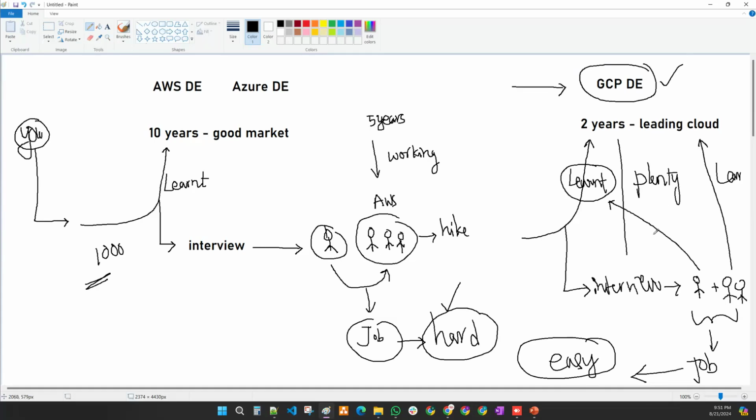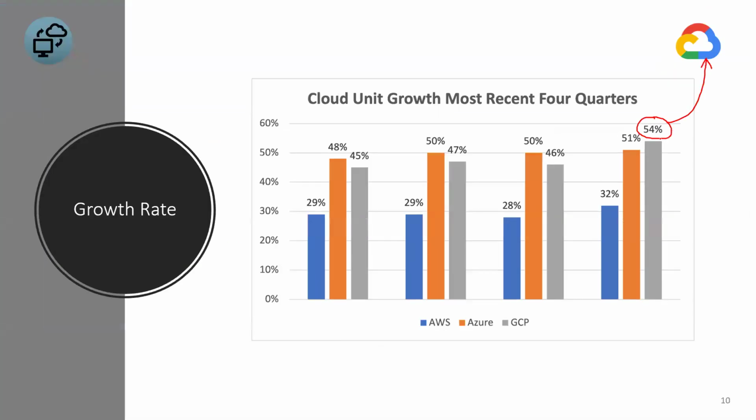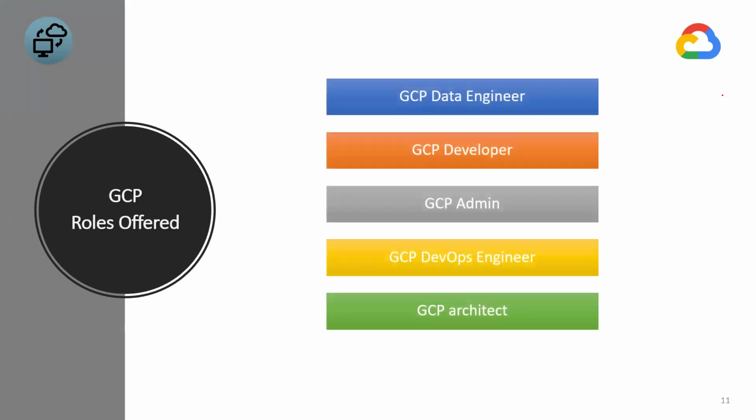Now look at here. This is a picture with which you can understand the growth rate. Look at here, this is not something that I have prepared. I copied it from Google. It is saying that out of AWS and Azure, GCP is becoming very famous. So GCP is offering plenty of roles such as GCP data engineer, developer, admin, DevOps engineer, architect.